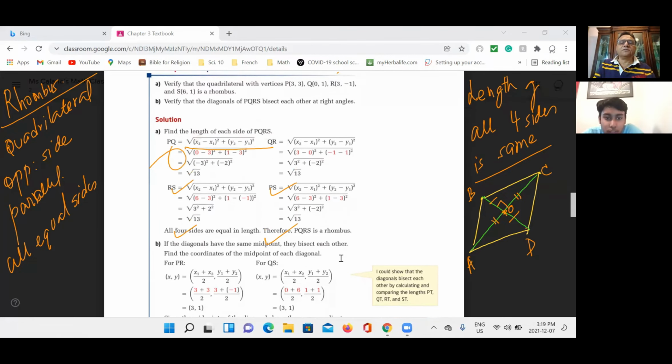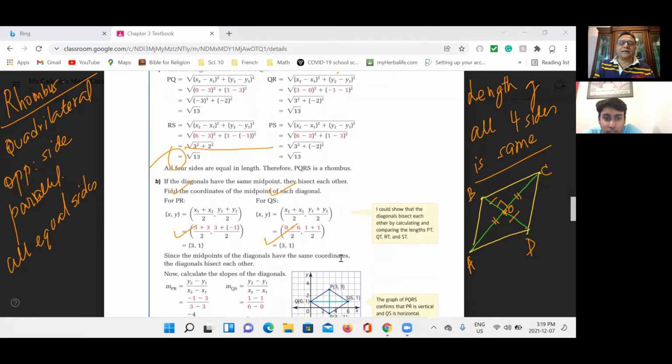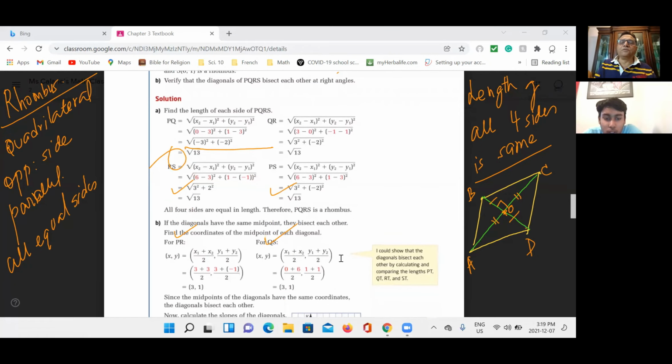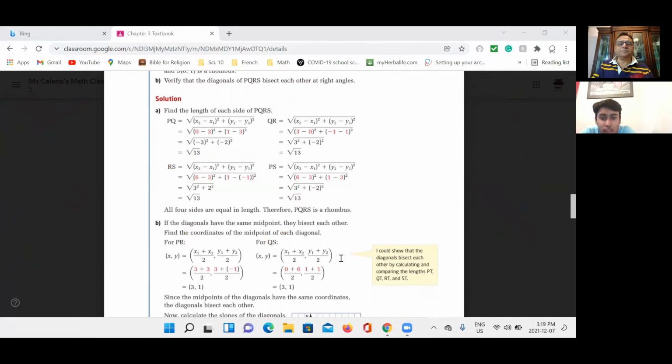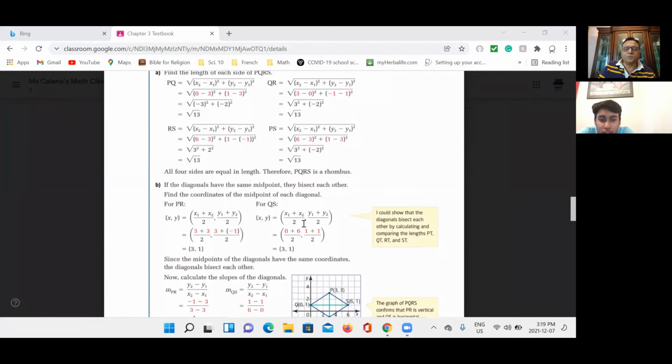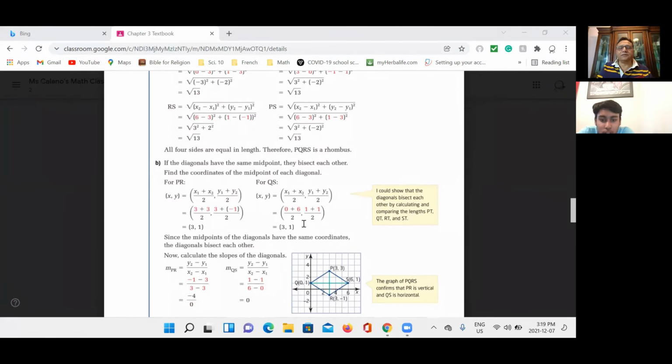What is part B? Verify that the diagonals of this bisect at right angles. So what will you do? You'll find the slope of each diagonal, correct? Yeah, so we have to find the midpoints of each one of them, sir. No, you can just find the slope for each diagonal, and the slope will be the negative reciprocal, correct?